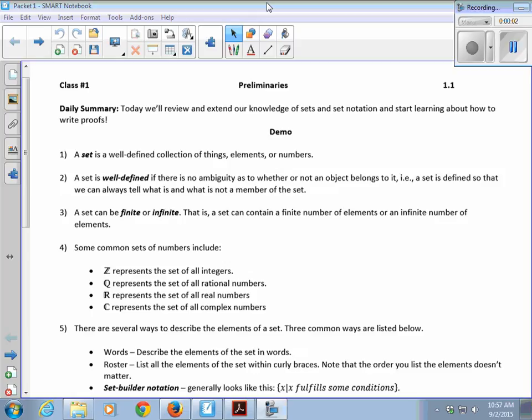So what we're doing today is not actually from the textbook, right? This is just some preliminaries. We'll start with 1.1 in the textbook next class. So today we're going to review and extend our knowledge of sets and set notation, and we're going to start learning about how to write proofs. So the demo is always going to come first. That's sort of the lecture part of class, and then it'll be followed by some activities.